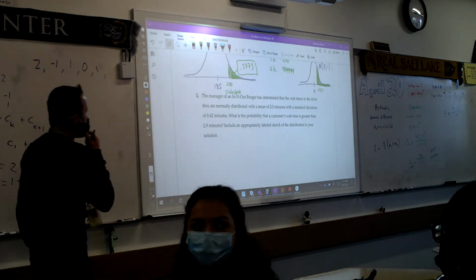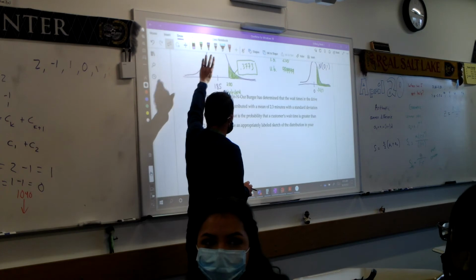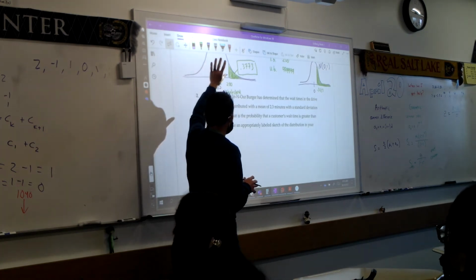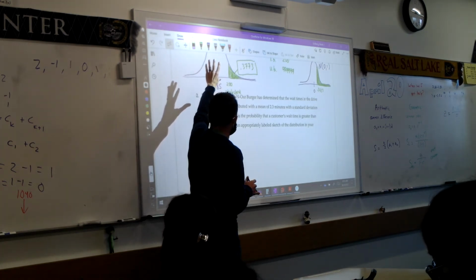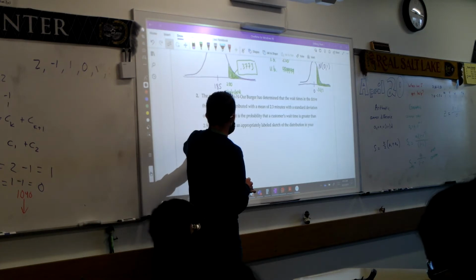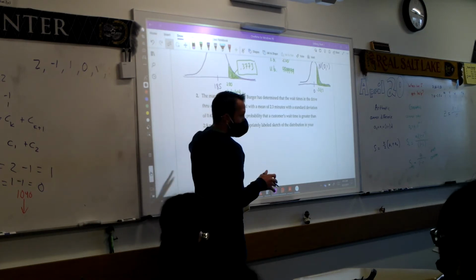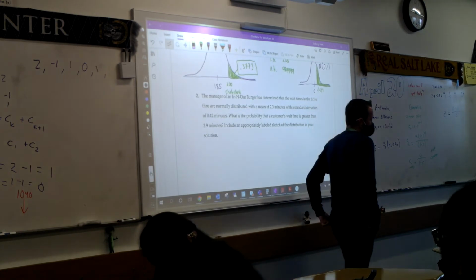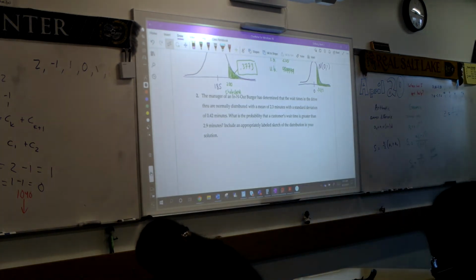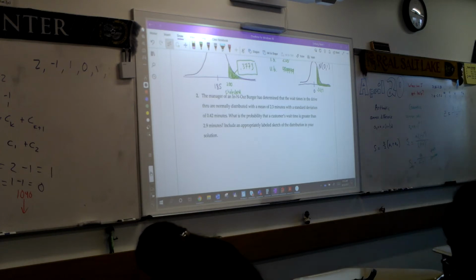Now, this one is going to start out just like this, okay? So what I want you guys to do, draw a picture, label it, and find the probability that the wait time is greater than 2.9 minutes. And then I'm going to ask you a follow-up question. We're going to use inverse norm. So, draw a picture. Let's see if we can agree on the same answer. I'll give you about a minute or two here.